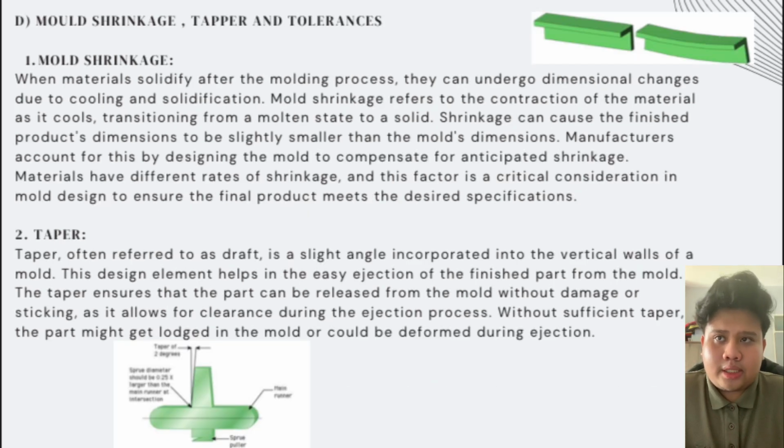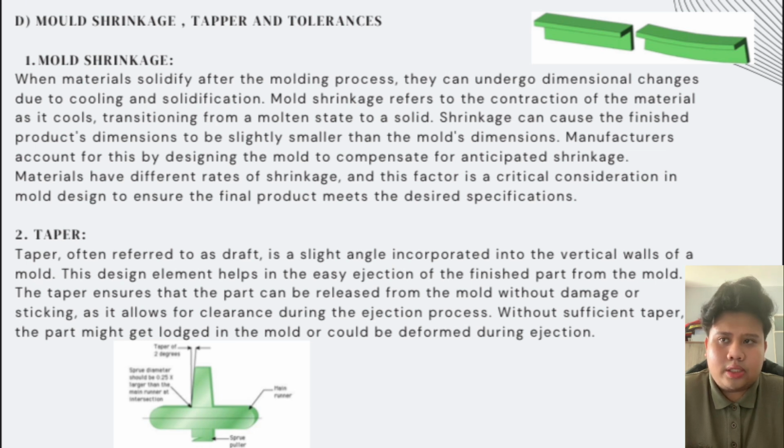Mold shrinkage, taper, and tolerance. Mold shrinkage. When materials solidify after the molding process, they can undergo dimensional change due to cooling and solidification. Mold shrinkage refers to the contraction of the material as it cools, transitioning from a molten state to a solid. Shrinkage causes the finished product dimension to be slightly smaller than the mold dimension.